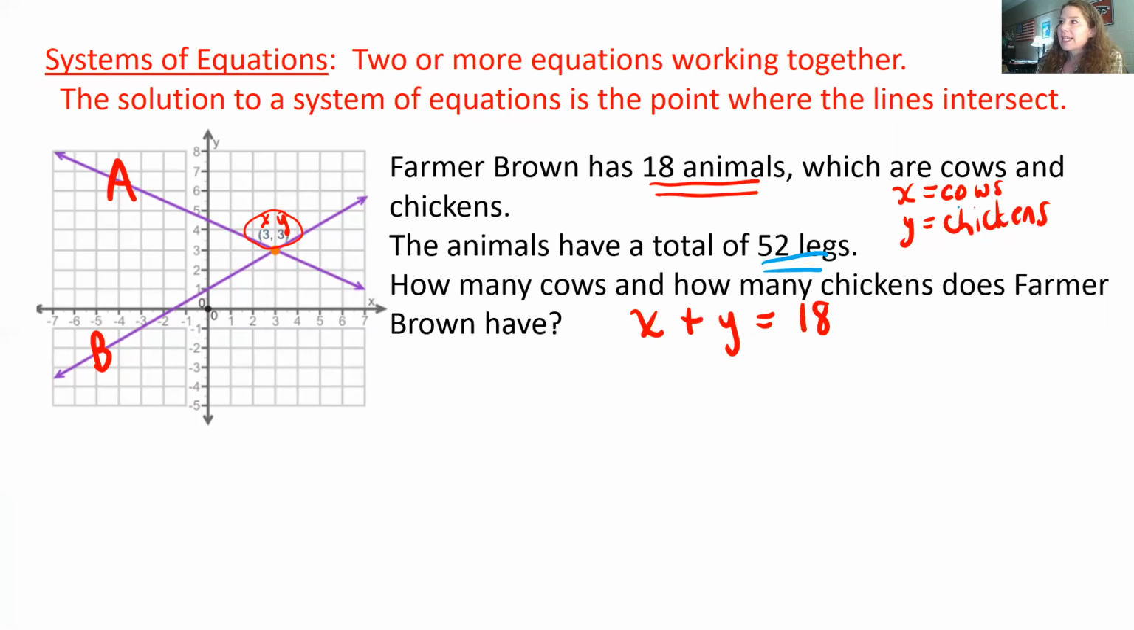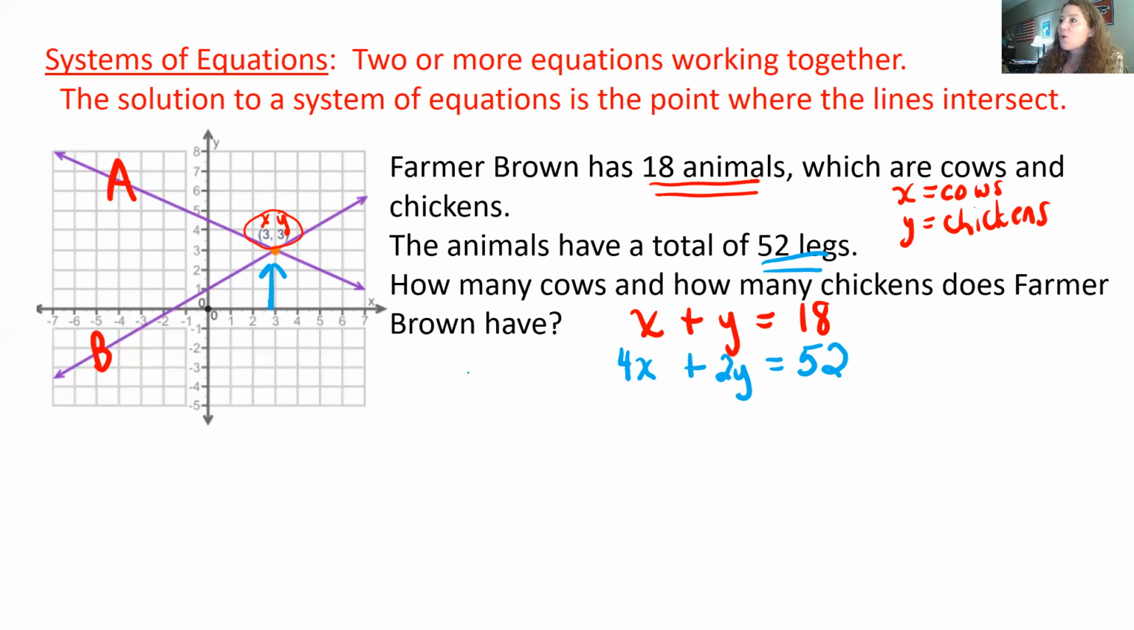Like I said, the second equation has to deal with how many legs those animals have. How many legs do cows have? They have 4, right? So whatever the number of cows I have, I would multiply that number times 4, plus how many legs do chickens have? 2 each. So however many chickens I have, I would multiply that number of chickens by 2, and that gives me a total of 52 legs.